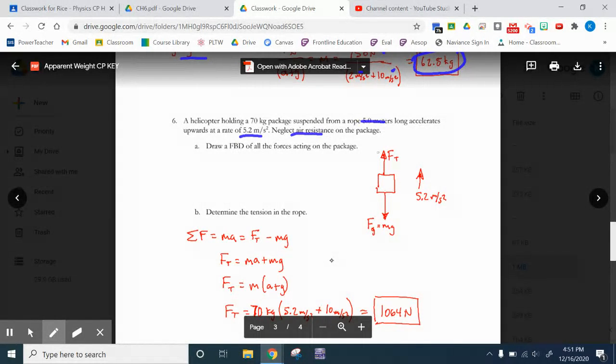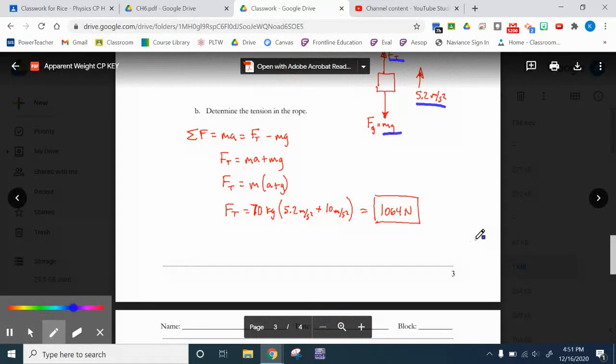That's good. So the only forces we have are the force of the rope pulling up and the weight of the box pulling down. And we've got an acceleration upwards of 5.2 meters per second squared. So there's our free body diagram. Then we want to look at the sum of the forces equation.